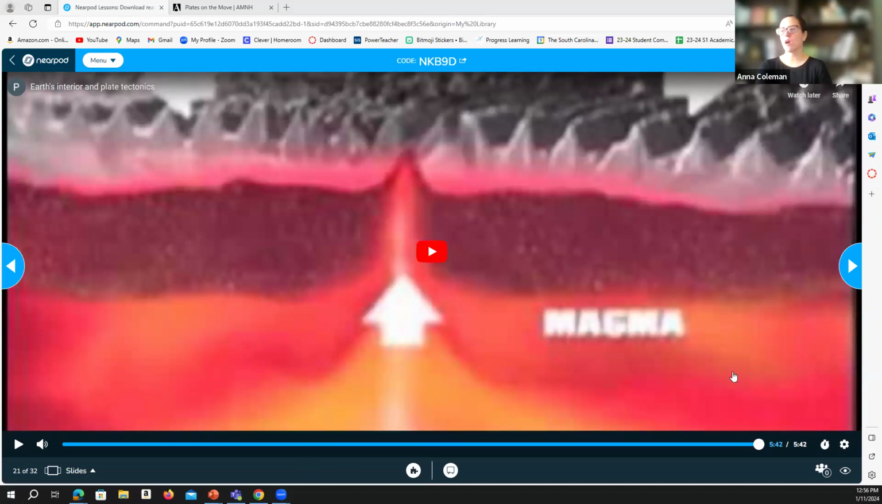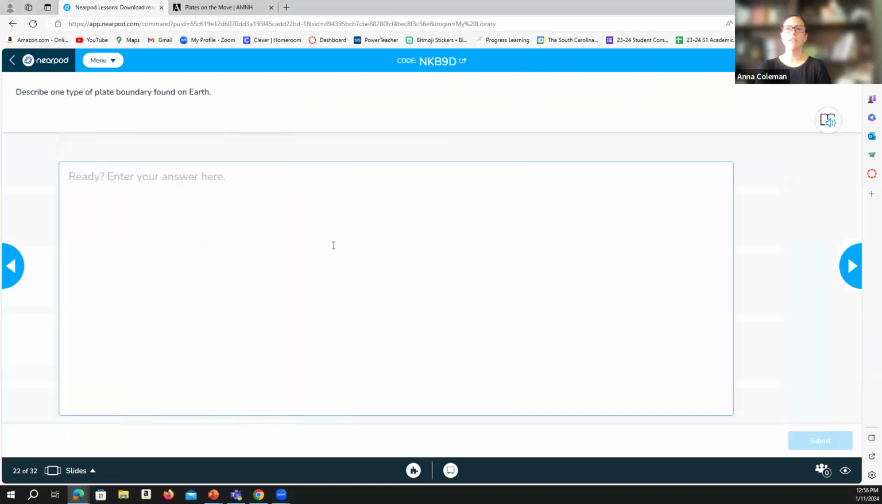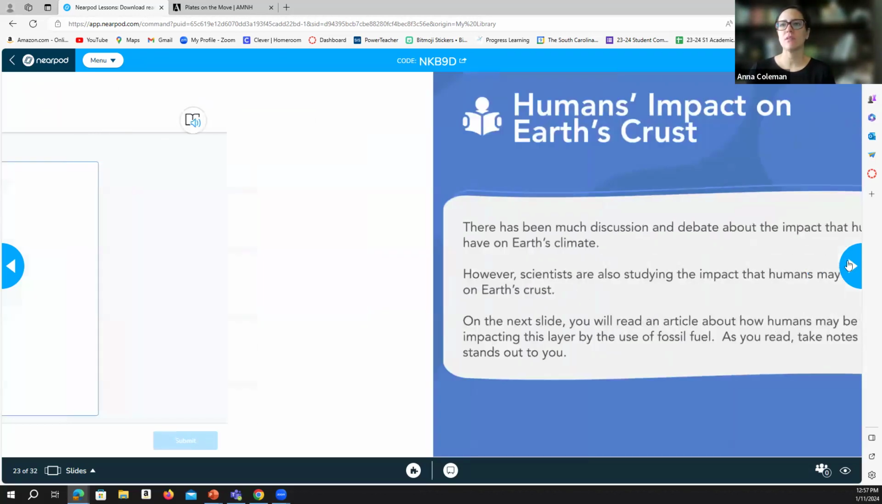All right, so that talked about the 3 different boundaries. Based on what they just said, describe one of the boundaries, okay? They mentioned 3, so if you need to go back and watch the video, you can hit this back button. But based on what they just said, describe one of the plate boundaries. If you need to pause me, pause me. But we're going to keep moving.